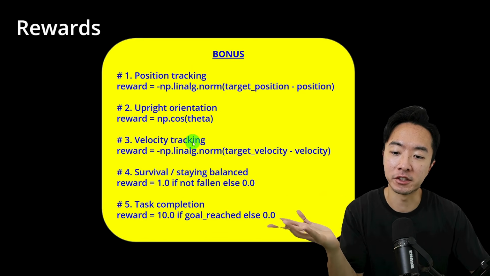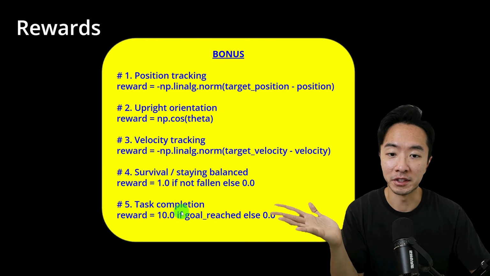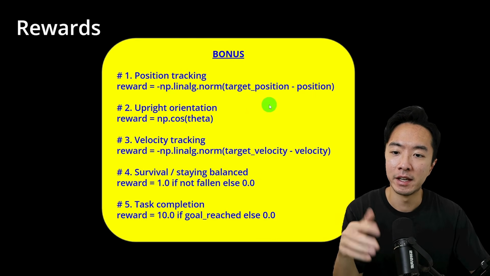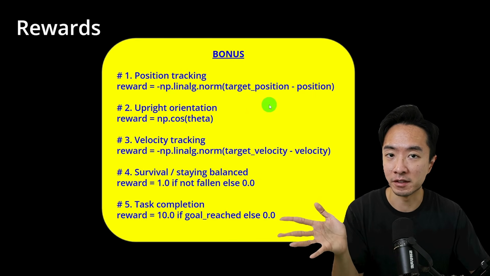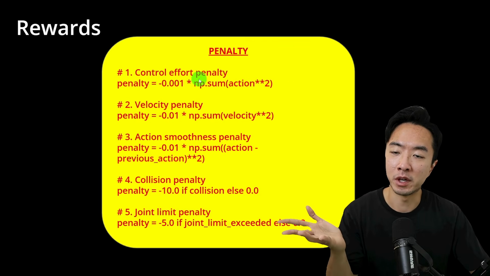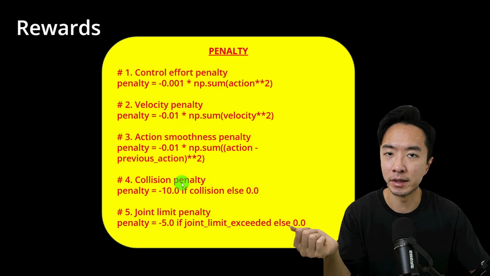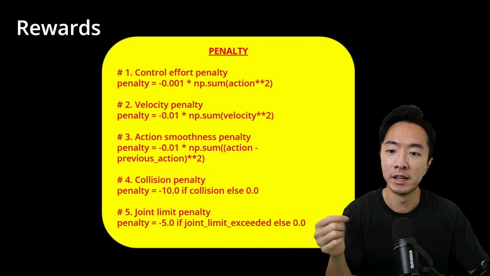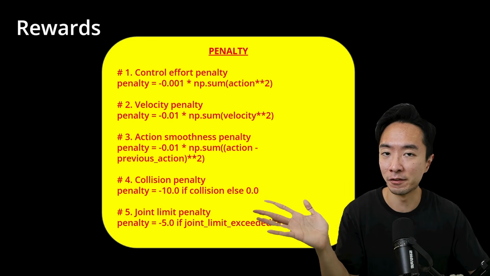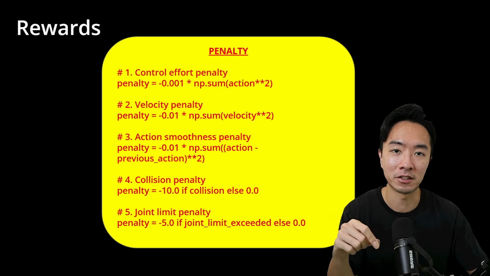You could take the velocity tracking. You could have a survival or staying balanced or a task completion. So all of these things you could express using mathematical expressions, and you could play around with different versions of these to see which one gives you the best results. And for the penalty, you could have something like the control effort penalty, velocity penalty, action smoothness penalty, collision penalty, or joint limit penalty. So even though I went through 5 of each, you could technically have endless combinations, or even different variants, as long as your imagination is creative.